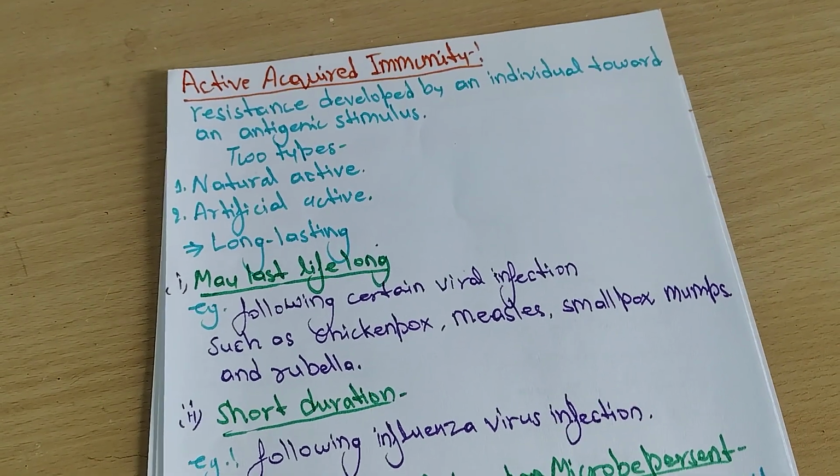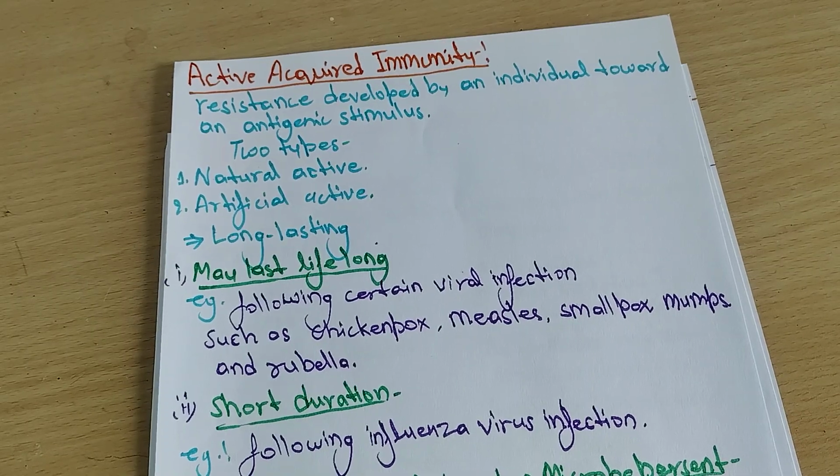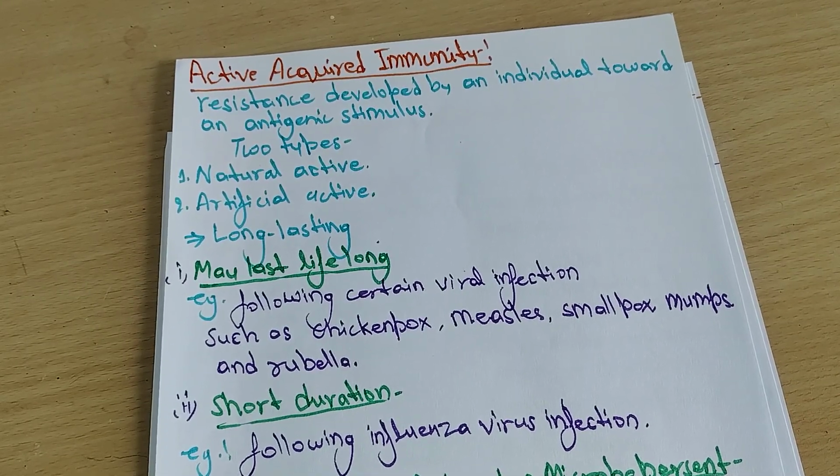Acquired immunity is resistance developed by an individual toward an antigenic stimulus. Two types: natural active and artificial active.